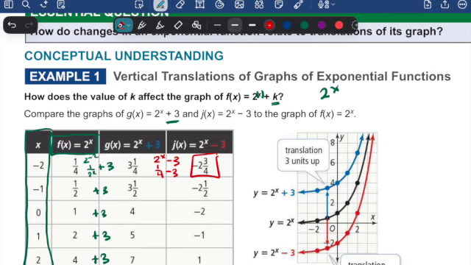What happened? We shifted all of the values up 3 because we added 3 to all the values. And j of x is down 3 from the parent function because we subtracted 3 from the parent function. So these are vertical translations. Again, the rule is just whatever that value is. If it's positive, we go up. If it's negative, we're shifting down.